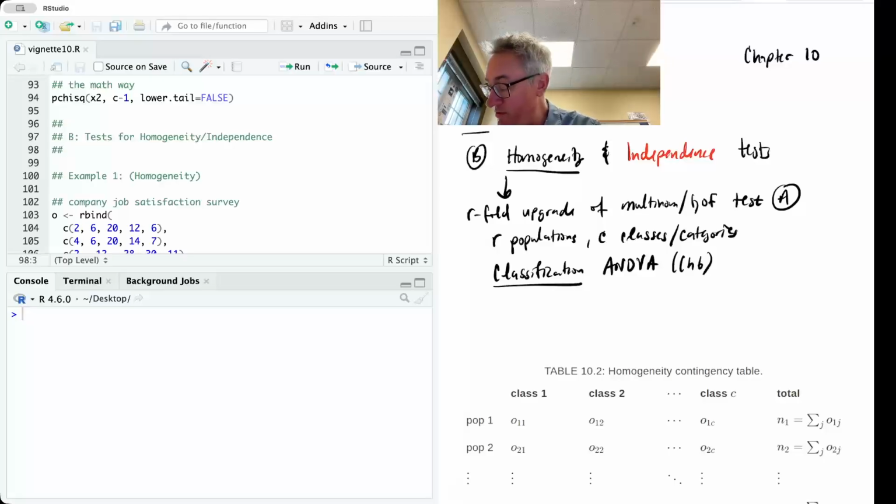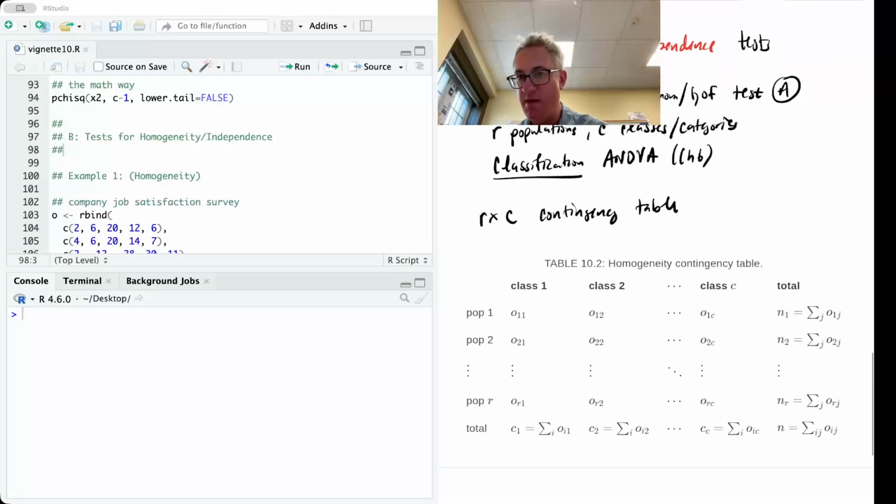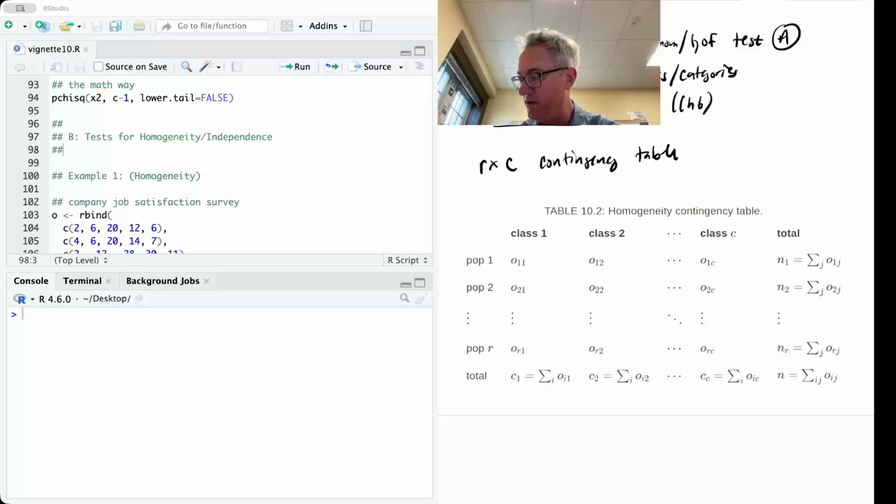The way that data is represented is in a contingency table, in particular an R by C contingency table. So C for columns, R for rows, and I cheated a little bit. I have copied the table from the book because it was just too much to write down and I knew I would make mistakes. So we have these R populations and C classes, and then we have double indexing for the observations that reside in each row and column.